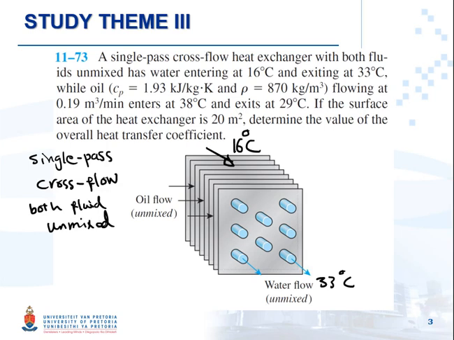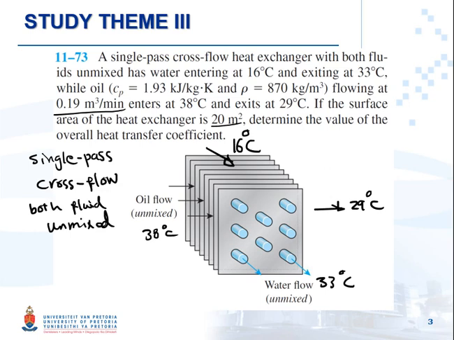While our hot fluid is oil, which comes in at 38 degrees and goes out at 29 degrees. Okay, so that's another thing that we know. The properties of oil are given. Something else is also given: 0.9 cubic meter per minute, which is not the mass flow rate, but there are some ways to find it. And the area of the heat exchanger is given as well. What is being asked is the value of the overall heat transfer coefficient.